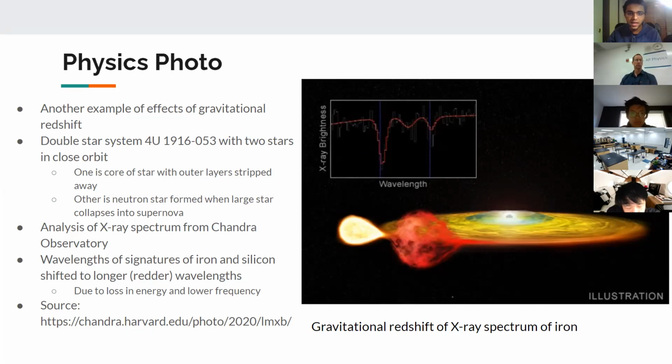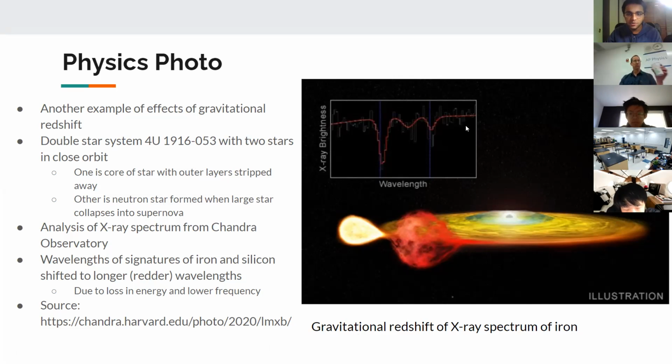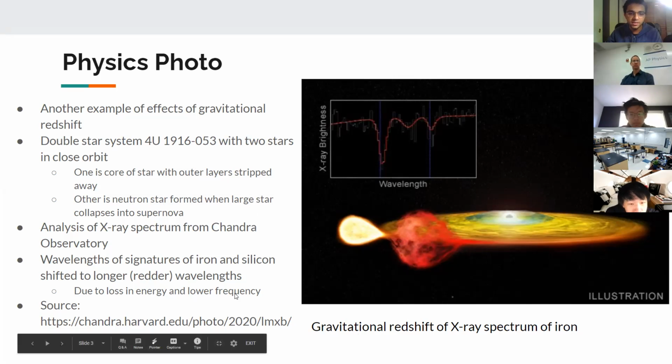And this is an analysis of the X-ray spectrum. You can see I have the byline for the image right here: gravitational redshift of the X-ray spectrum for iron, which is what the graph above is showing. And again, we're going to longer and redder wavelengths. This is due to a loss in energy and lower frequency.